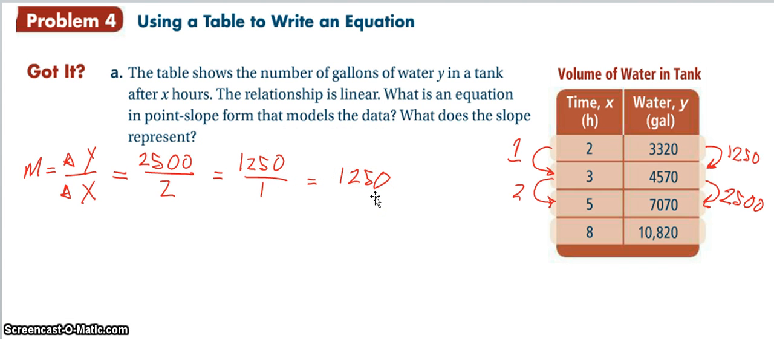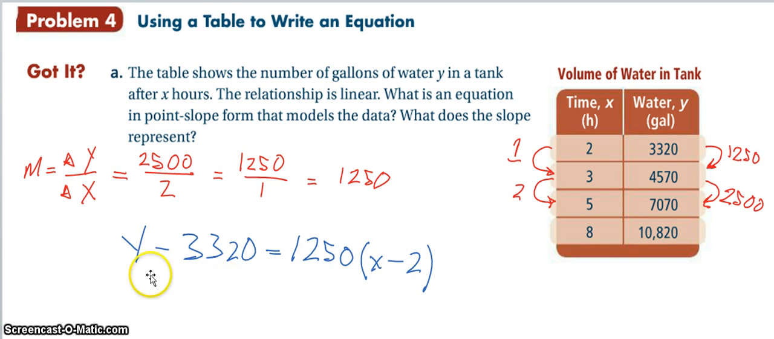So once we know our slope, you should be able to write it in point slope form. So go ahead and try that if you haven't done it yet. And what I end up with here is y minus 3,320 equal to 1,250 times x minus 2, because I used this first point right here with a y value of 3,320 and an x value of 2.